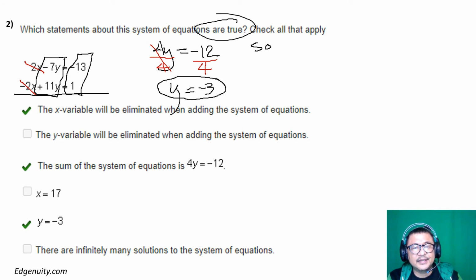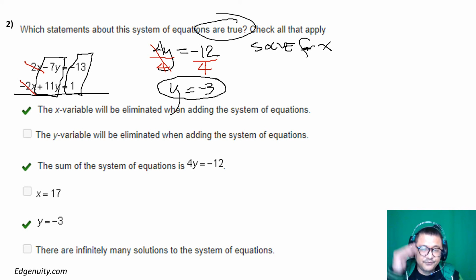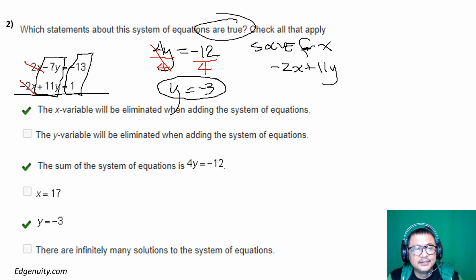Now we will solve for x. Use any of the equations, whichever is the easier one. We could use the first or the second. Let's try the second. Negative 2x plus 11y equals 1. Since we already know the y, write negative 2x plus 11 times what is our y? We already know the y, negative 3, equals 1. So negative 2x minus 33 equals 1.